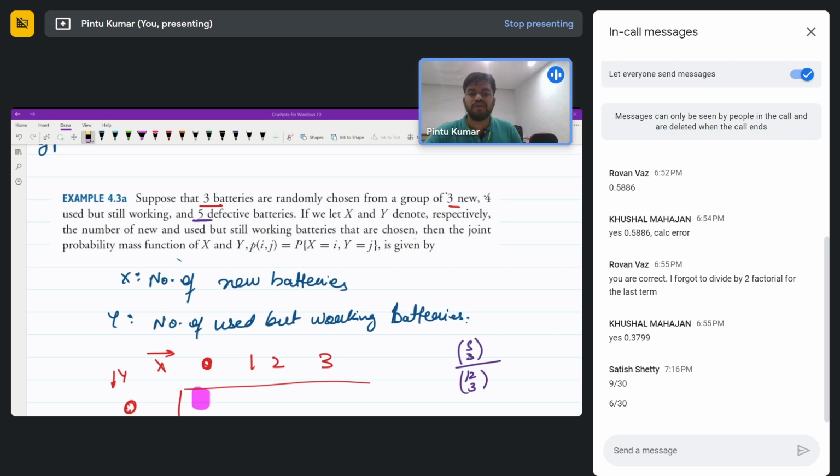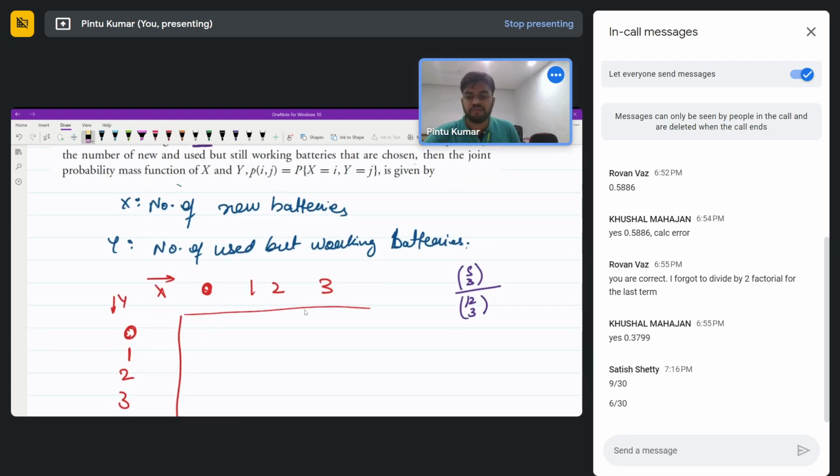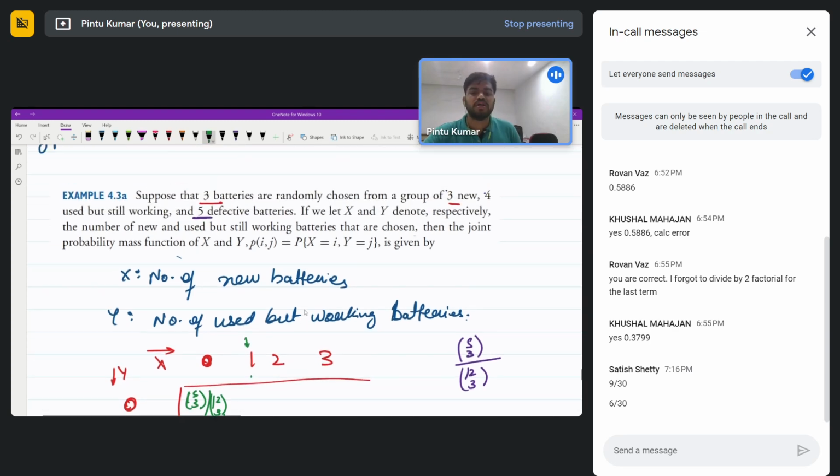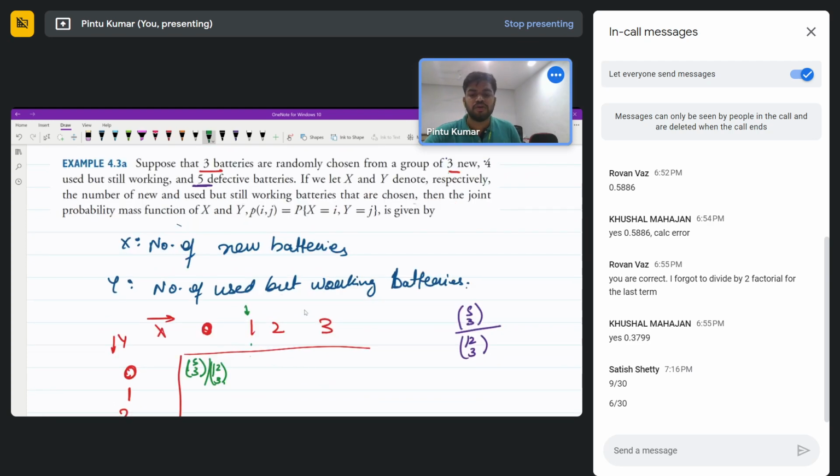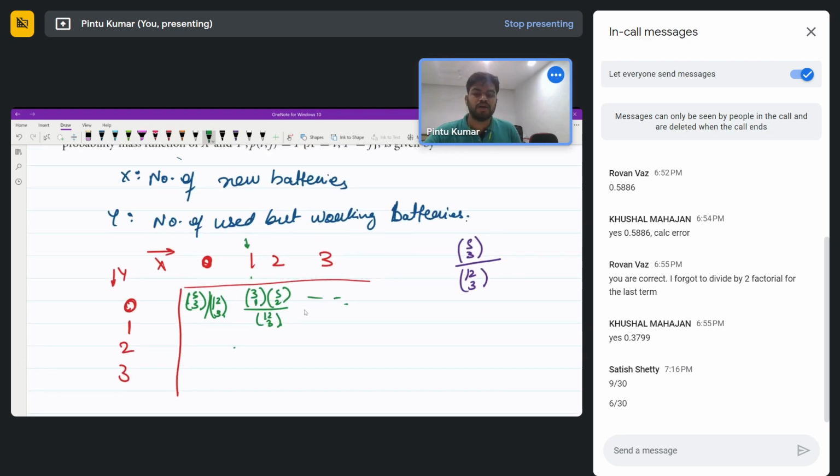Yes, I think I have done this correctly. So this will be the probability that needs to be filled here. That is 5C3, right, divided by 12C3. Now, for the case when X is equal to 1, you have to choose 1 from the 3, so this is 3C1. And the rest 2 you have to choose from the defective ones, so 5C2, again divided by 12C3. So this way you can fill up this table.